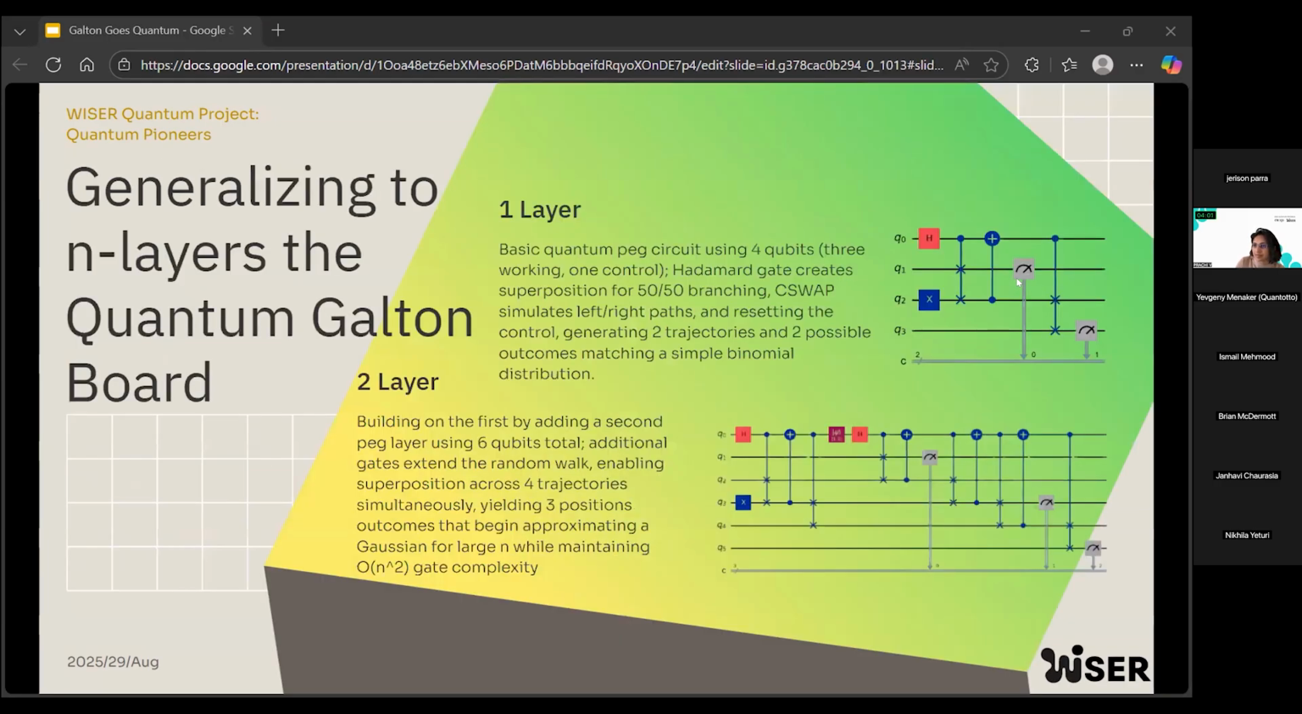Our starting point was reviewing the literature and implementing the 1 and 2 layer version of the quantum Galton board. We quickly spotted a repetitive pattern, layers stacked sequentially, and as we added more, the ball qubit representing the particles shifted to the board's center due to symmetry. This setup approximates a Gaussian for large n thanks to the binomial distribution it produces.